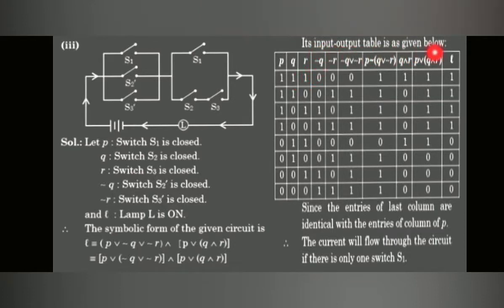Its input output table is, see here, P statement, Q and R. In P statement, write 1 for the first half and 0 for the second half. Q 2 1 2 0, alternately right here, and R 1 0 1 0 right here. Negation Q, negation R right here. Next is negation Q or negation R. This is the second step here. Write in bracket negation Q or negation R. Next, P or negation Q or R.